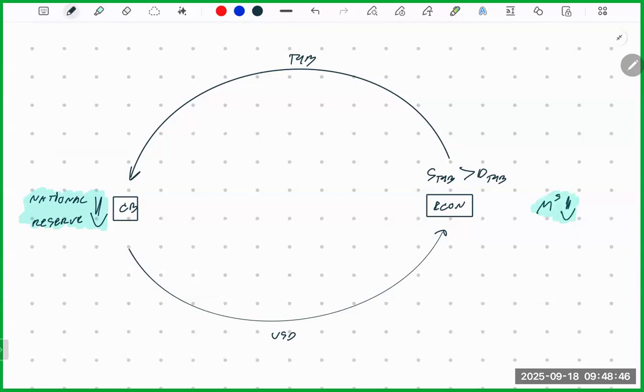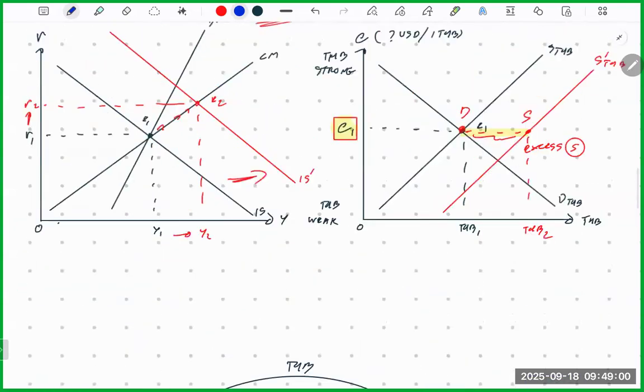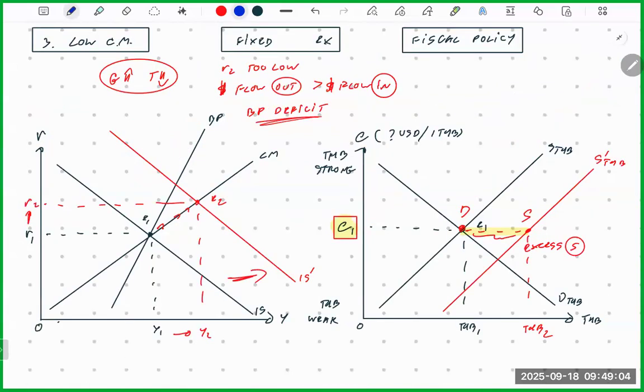Okay, so we focus on this one. By doing this, nominal money supply becomes lower. The number of Thai baht in the economy becomes lower, right? So this is going to have an effect back on the IS-LM and BP. Nominal money supply becomes lower. What does it mean? It means that the LM curve is going to shift to the left.